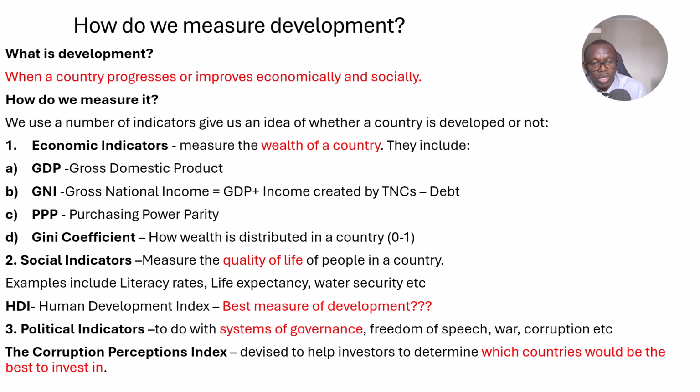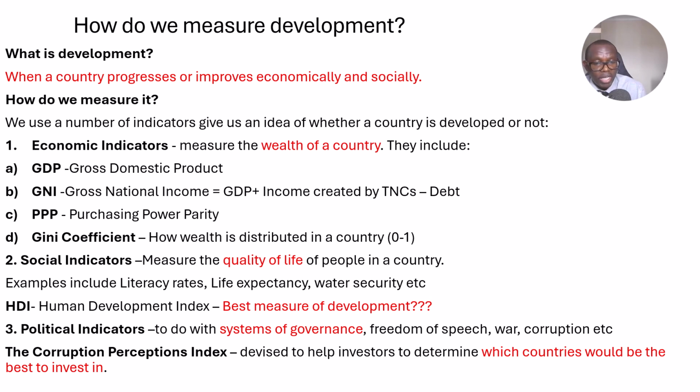Then the last economic indicator we'll be talking about is the Gini coefficient. And this measures how wealth is distributed in a country. And that is done using a scale of 0 to 1.